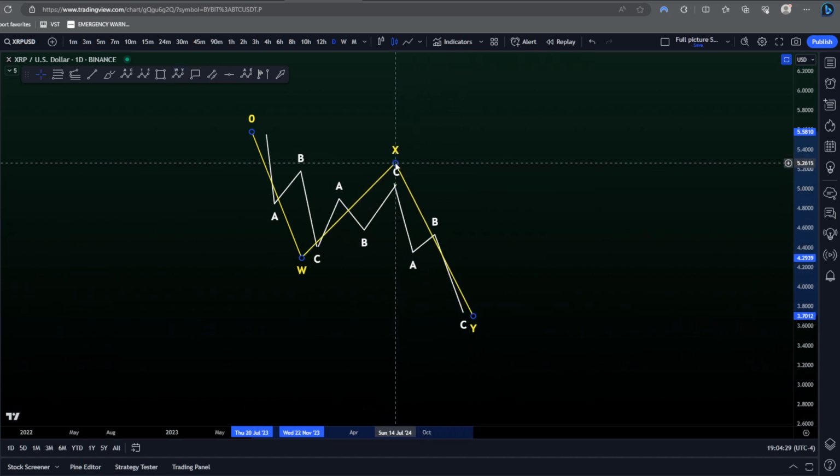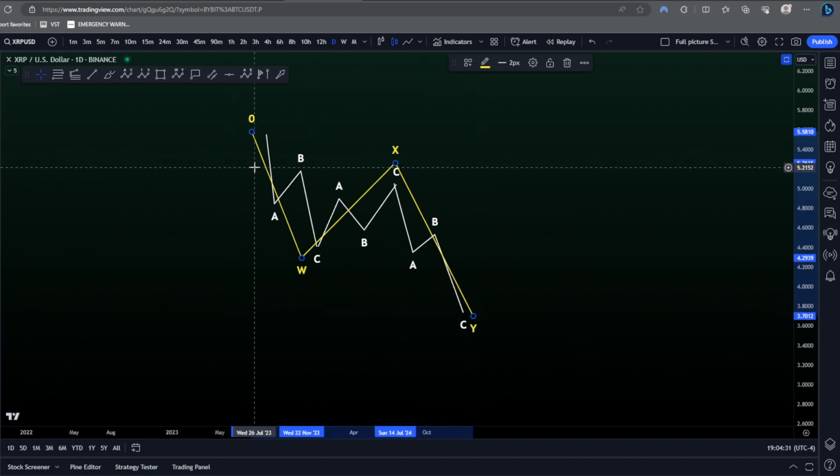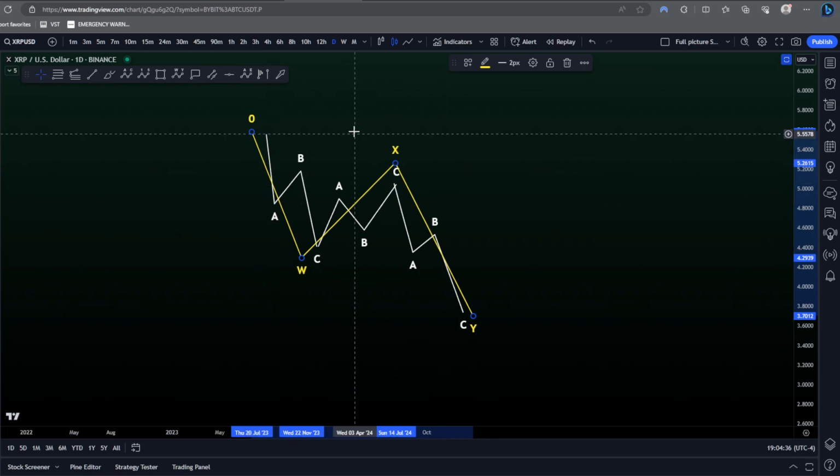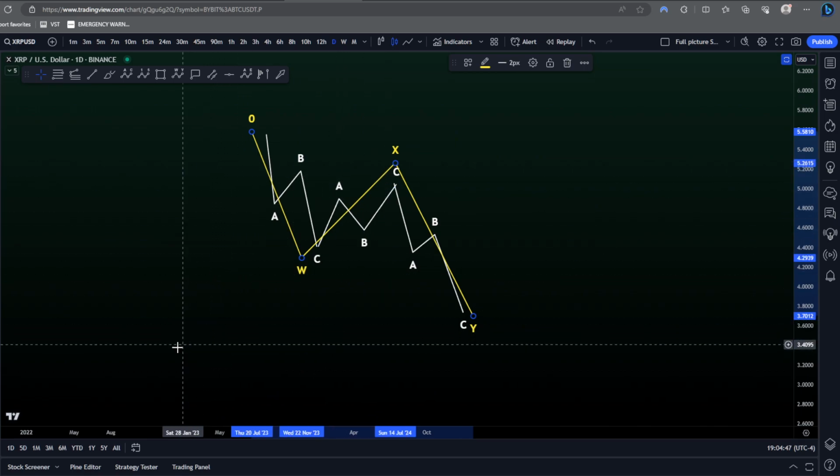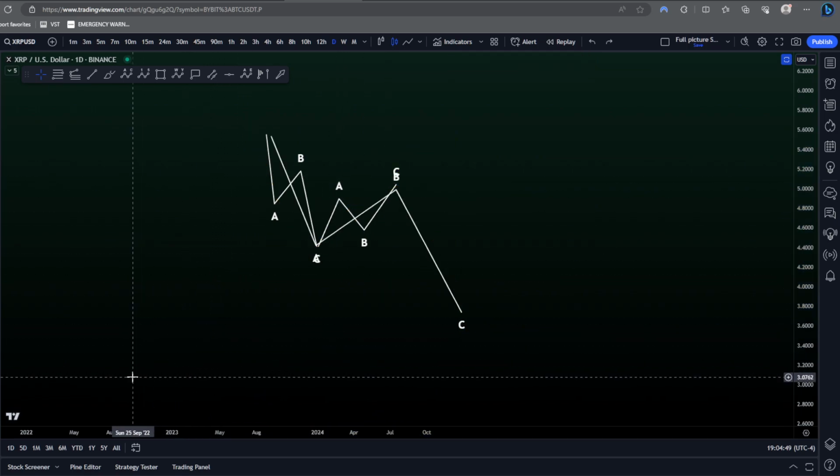That is a WXY. All it is is a double correction. Okay? Double corrections can come in the form of many different waves. As many corrective waves as we have, you can fit that in a double correction. Okay, let's go back to our standard ABC structure.